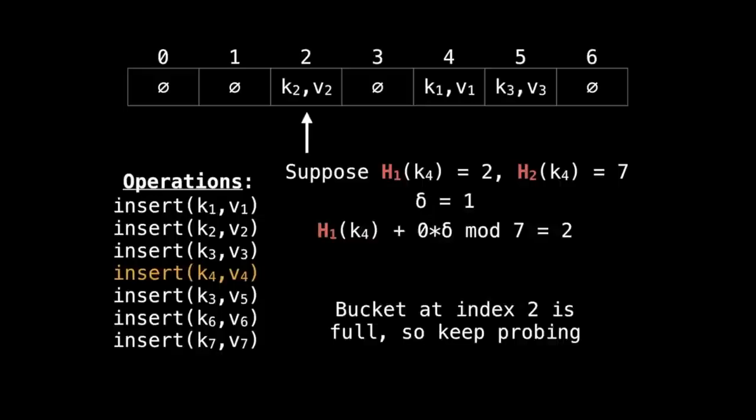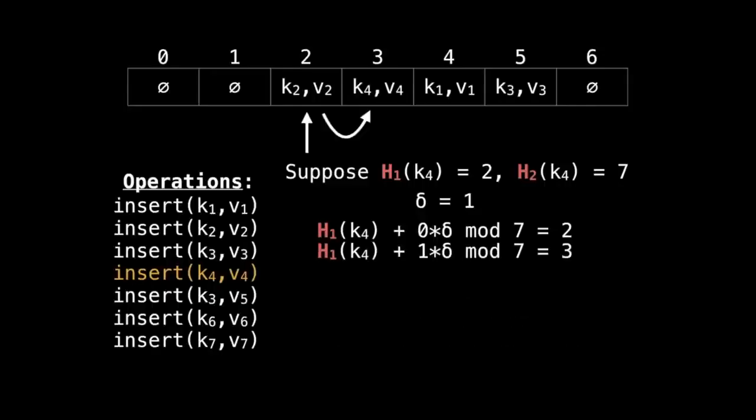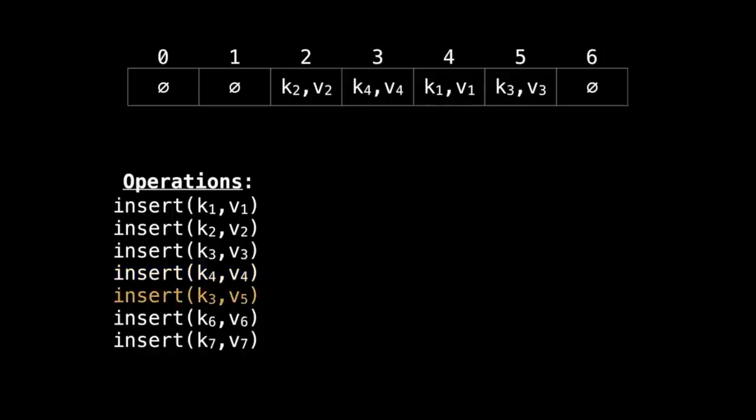So now h1 of k4 plus 0 times delta mod 7, that gives us 2. So we have a hash collision at the bucket for index 2. So we need to keep probing. So now we probe by multiplying by delta. That gives us index 3. And then we were able to insert.